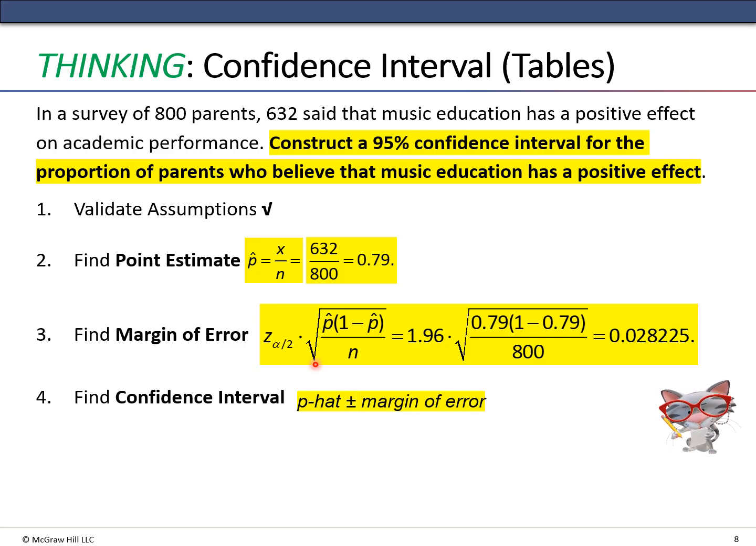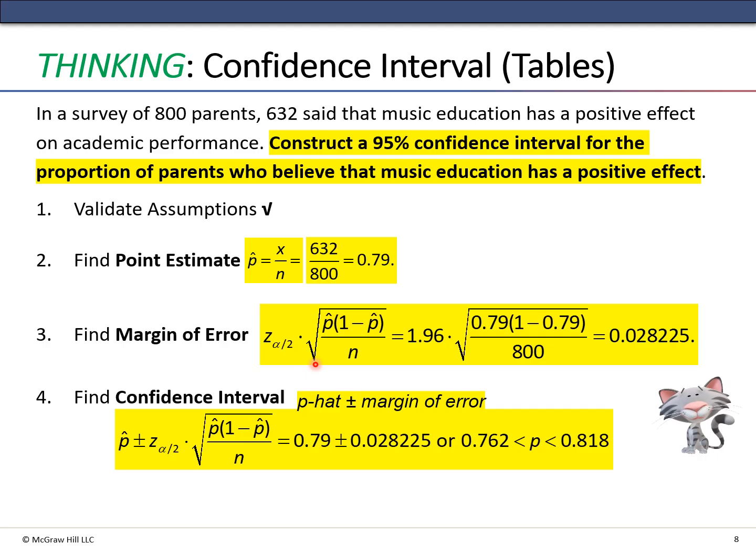Again, you can use these tables on the test. There's a copy of them. Do not write on those tables, but you can find a copy in eCampus. And then finally, we have our margin of error, 0.028225. So we simply add it or subtract it, and we get this range, 0.762 to 0.818.